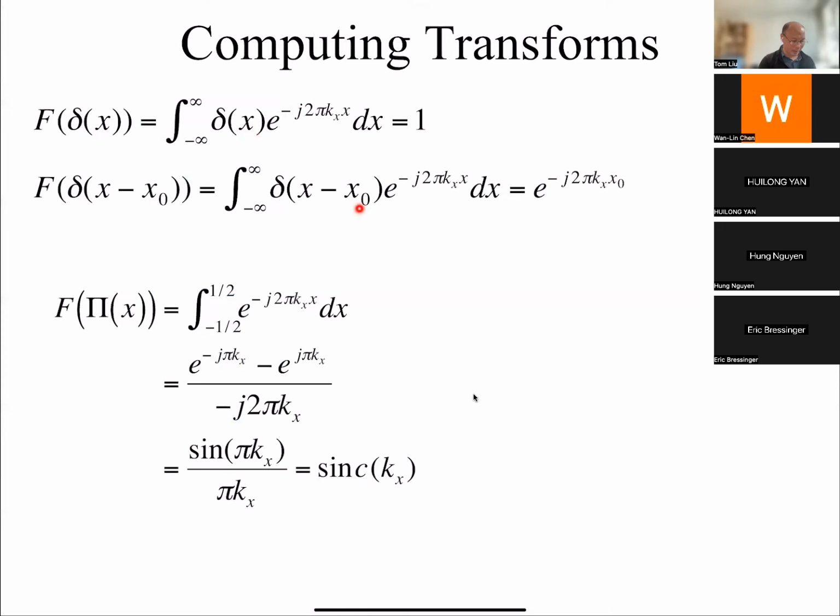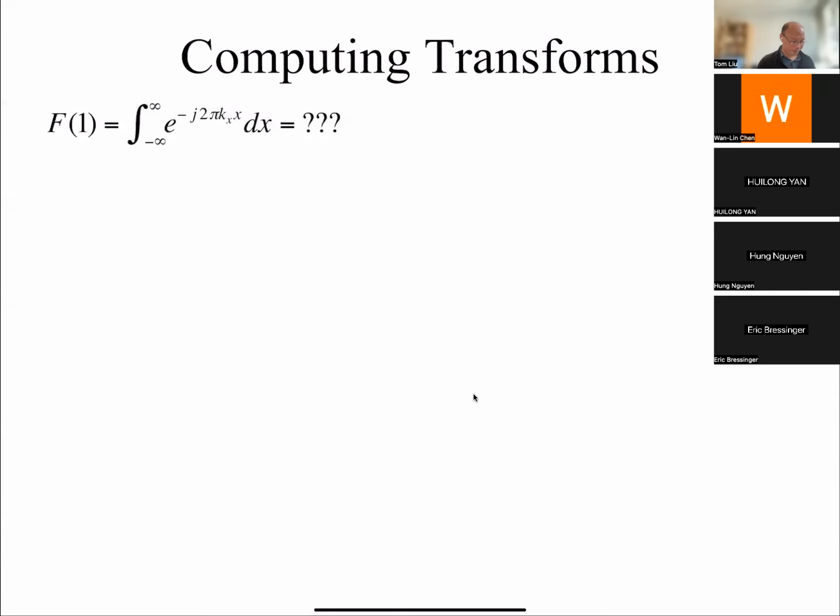This sifts out the value at x naught. So we plug in x naught here, and this just becomes this. These are sort of simple things to remember that are very useful. And then the Fourier transform of the rect function becomes a sinc function. And that's probably one of the more important things to remember, that rect goes to sinc. Okay. We can also write this: rect of x goes to sinc of kx. Okay. So these are some of the most important Fourier transform pairs to know about.